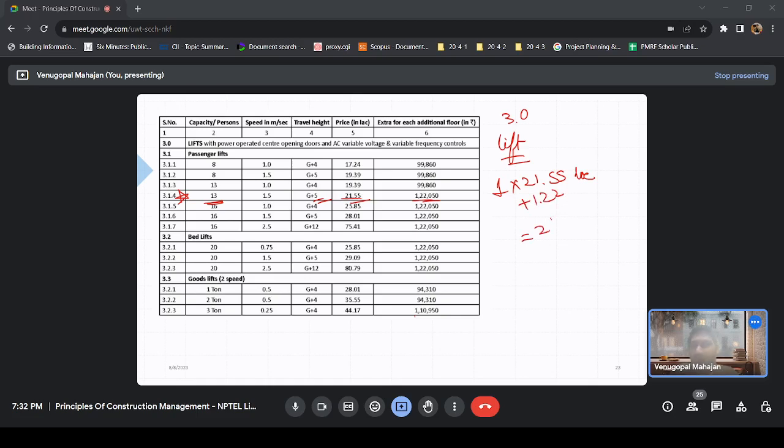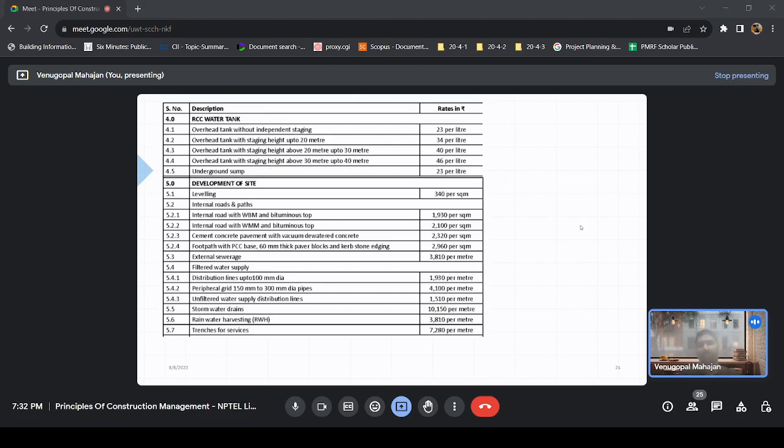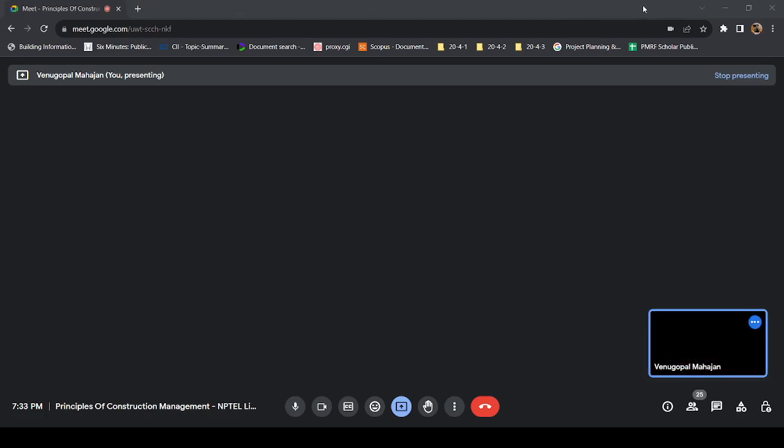Have I copied exactly? So let's have it at 23 lakh. Okay. Now what about water tanks? See, there is a lot of population. We have got a large built-up area. So how many people would be residing in it? Can you have an idea?